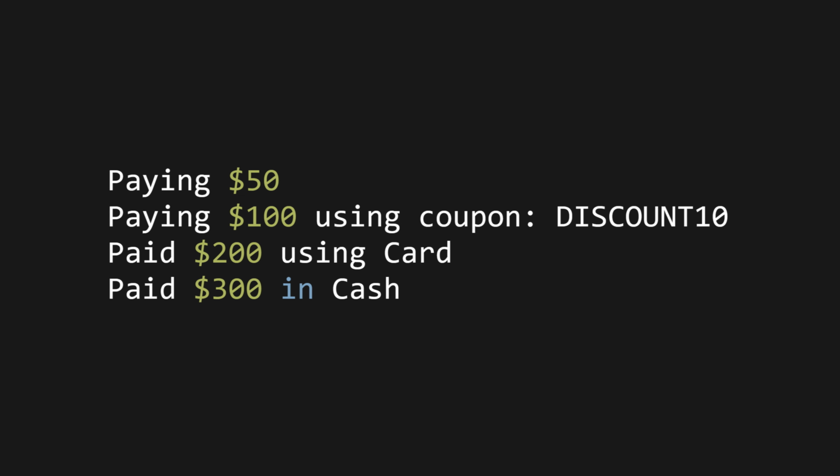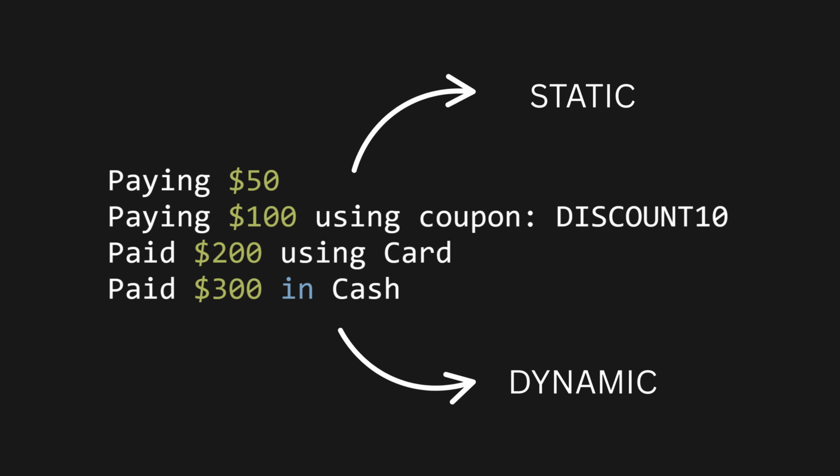Static polymorphism is the method overloading, which is decided at the compile time. Dynamic polymorphism is the method overriding, which is decided at the runtime based on the object.